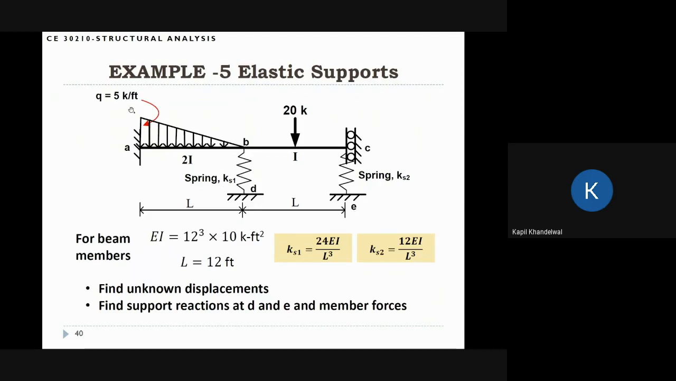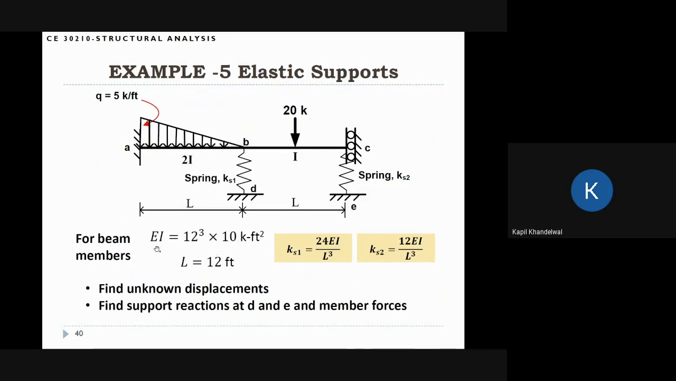On span AB, there is some kind of triangular load distribution. And in span BC, there's a vertical load applied at the center. Okay, so this load is applied at the center. And these are the support conditions. You can see there's a spring at B. The spring stiffness is KS1, that is 24 EI by L cube. And there's a spring at C also, and the spring stiffness is 12 EI by L cube.